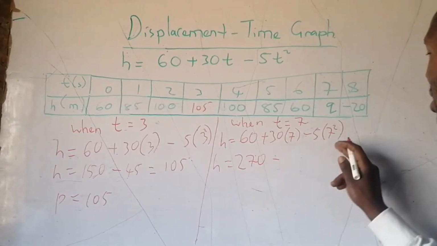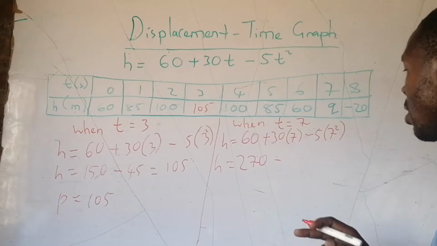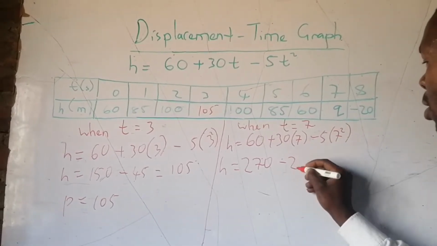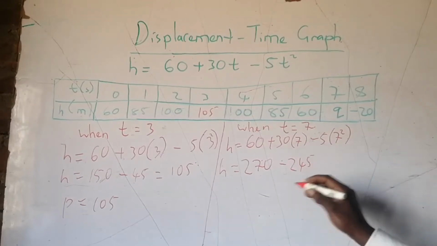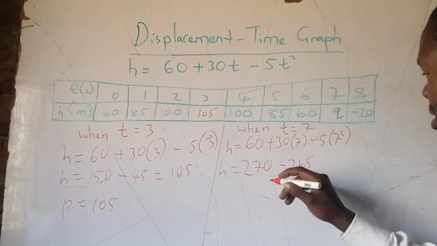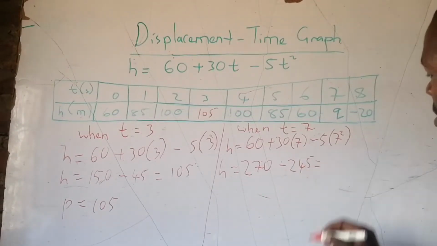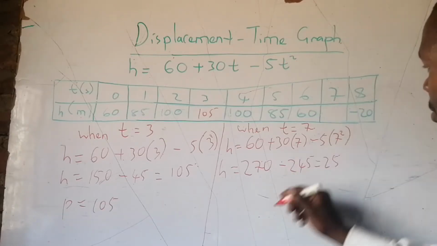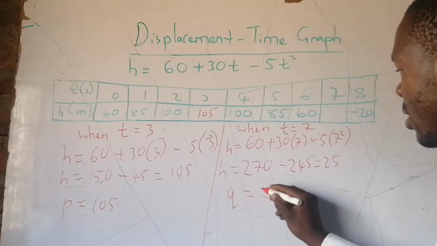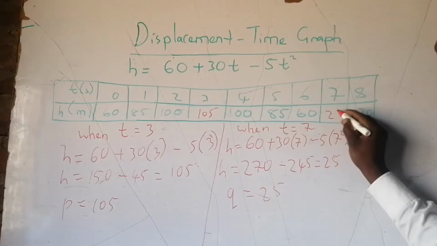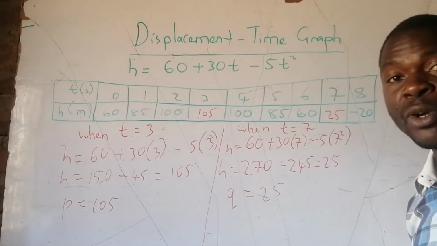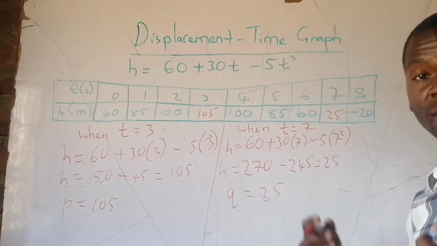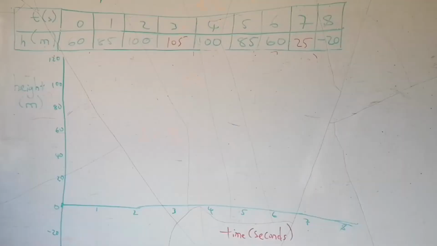270 minus 7 squared, 49. 49 times 5 is 245. And 270 minus 245 is equal to 25. You can see that Q is equal to 25, and we write 25. Now our table is complete. We can now draw the graph, which is the second question.